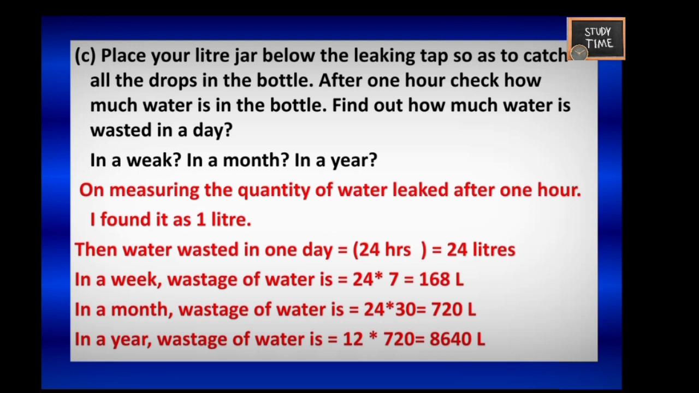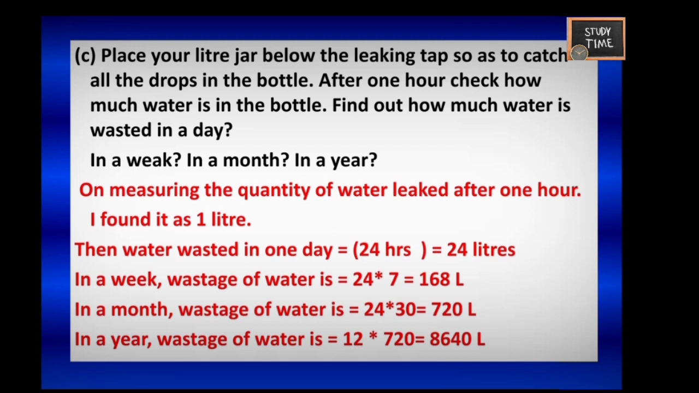On measuring the water leaked after 1 hour, it is found that 1 liter is wasted. So for 24 hours, that is 1 day, 24 liters are wasted. In a week, 168 liters are wasted. In a month, you have to multiply 24 into 30, and you will get 720 liters of wasted water.